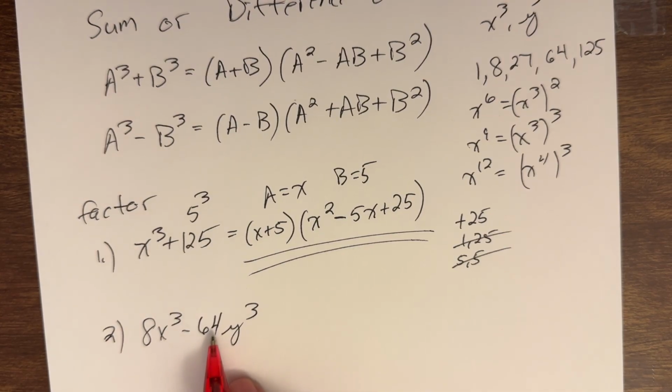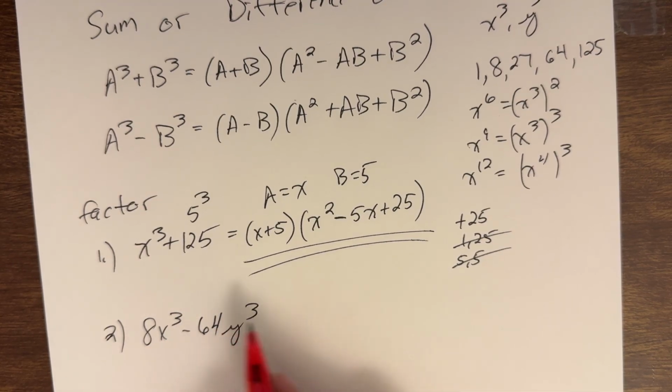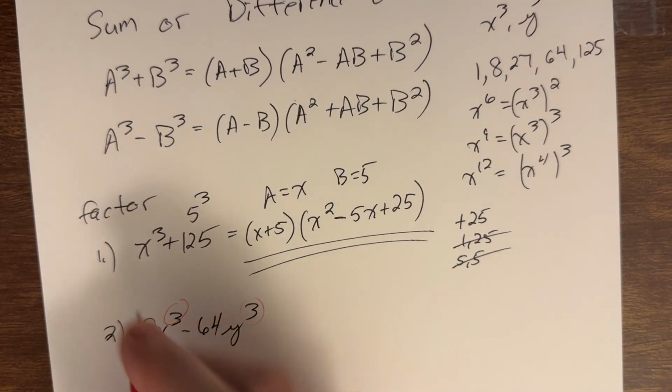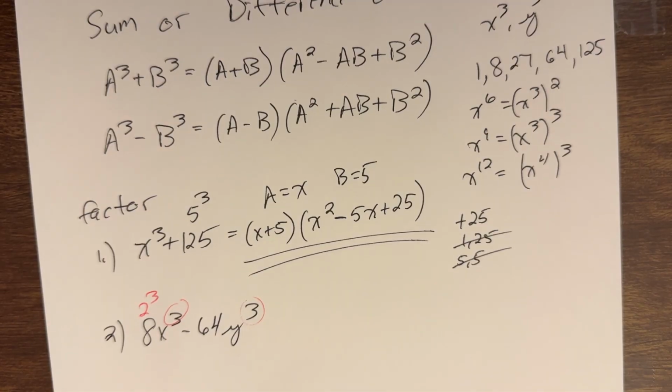Here I see a minus, I see a binomial, I see 64, that's 8 squared. So I might for a moment think about this as a difference of squares, but that's not a perfect square. That's not a square. That's not a square. So I got to realize, oh, wait, I've got perfect cubes here. 8 is 2 cubed. 64 is 4 cubed.